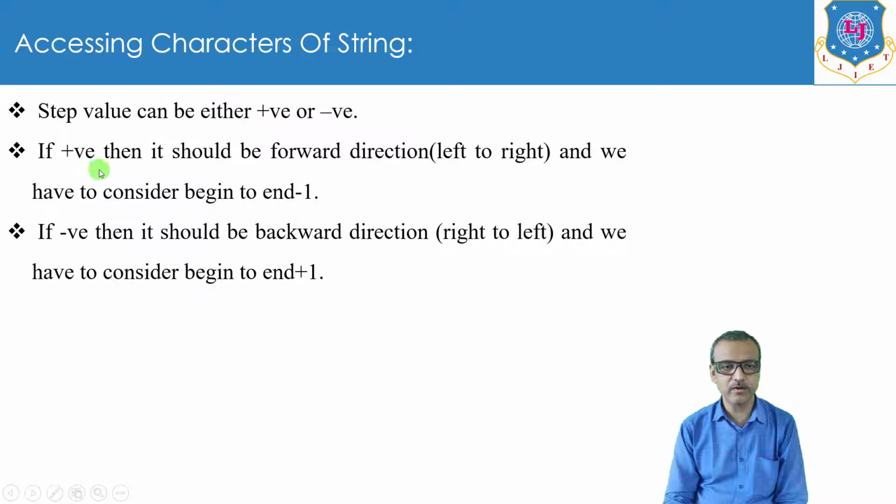If the step value is positive, then it should be forward direction, that is from left to right, and we have to consider begin to end minus 1. If negative, then it should be backward direction, that is from right to left, and we have to consider begin to end plus 1. In forward direction, we consider the step value from begin to end minus 1, and in backward direction, we consider the step value from begin to end plus 1.